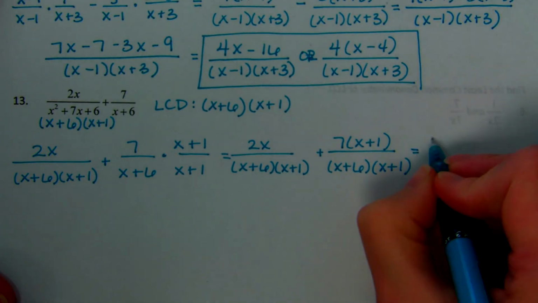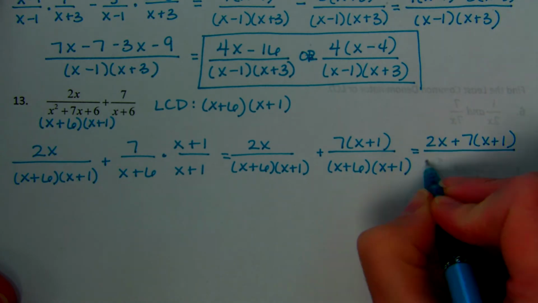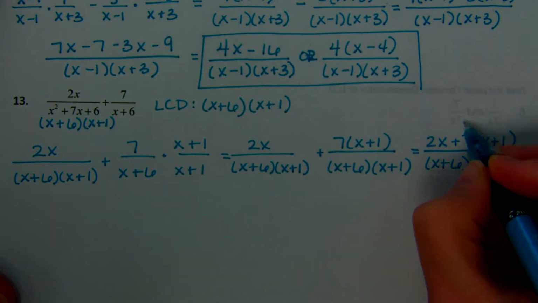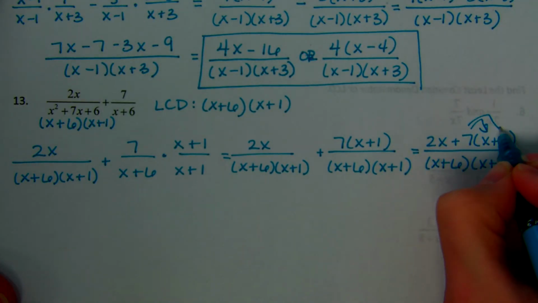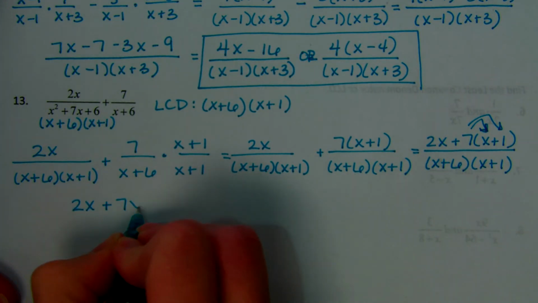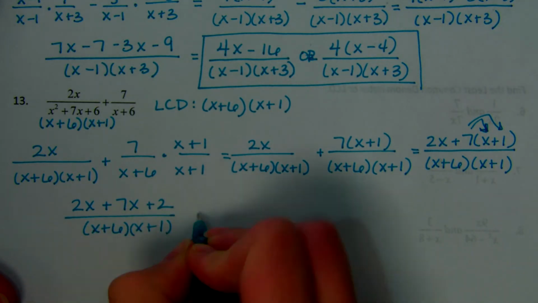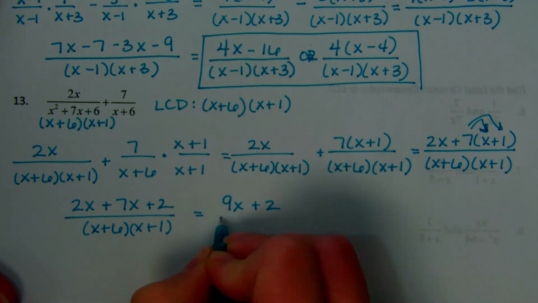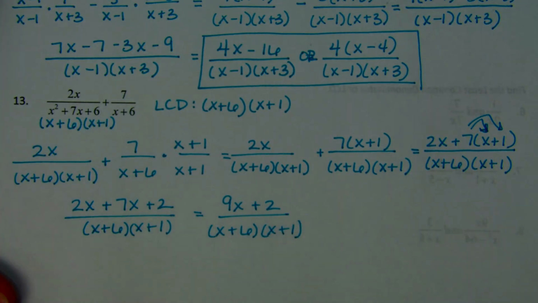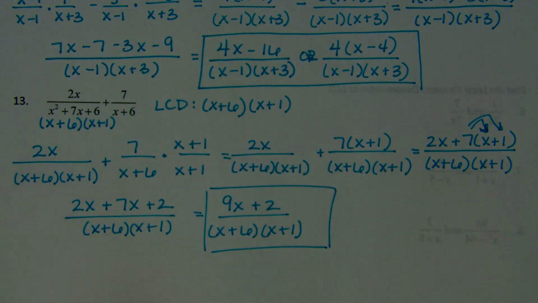All right, and you can go ahead and put those two together. This is 2x plus 7 times x plus 1 over x plus 6 times x plus 1, like that. Distribute the 7 and then combine like terms like we did in the problems above. So this is 2x plus 7x plus 2 over x plus 6 times x plus 1, which is 9x plus 2 over x plus 6 times x plus 1, like that. And that's your answer. Leave it alone, walk away.